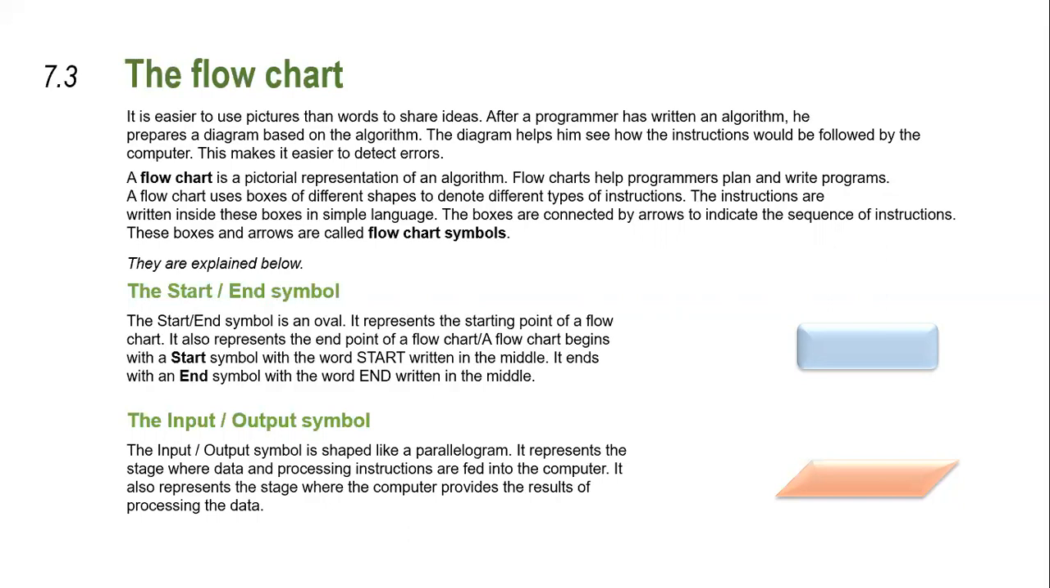So whenever you are going to draw a flowchart, you first need to draw the starting and ending symbol, which is an oval shape, and just write start in between. Afterwards come the input and output symbols. Input output symbols are shaped like a parallelogram. It represents the stage where data and processing instructions are fed into the computer. It also represents the stage where the computer provides the results of processing the data. You can see the shape as well.